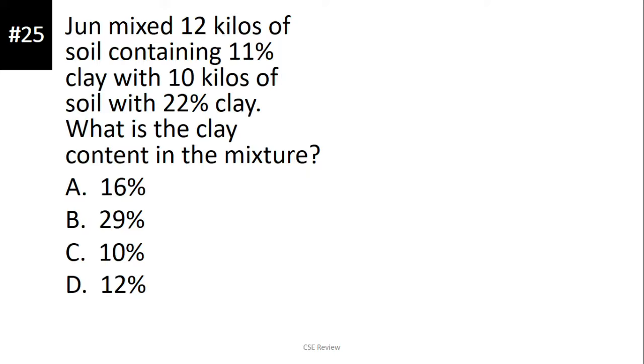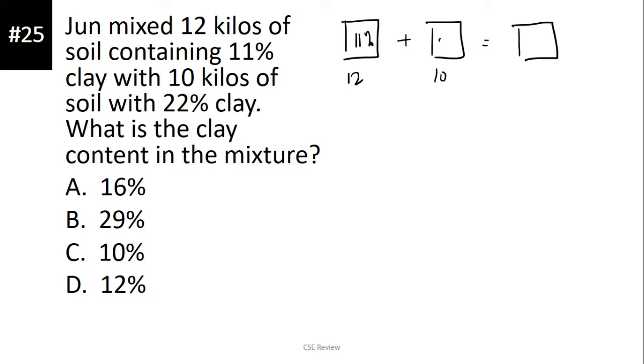25. Ito, sa mixture problems. I already made a video on mixture problems. You can click here to see the series. Sabi, June mixed 12 kilos of soil containing 11% of clay with 10 kilos of soil with 22% clay. What is the clay content in the mixture? So, ang formula niyan is like this. Equals, ganyan. So, 12 kilos, 11%. Inalo sa 10 kilos na 22%. Ano daw yung kalalabasan na content ng clay? So, 12 plus 10 is 22.